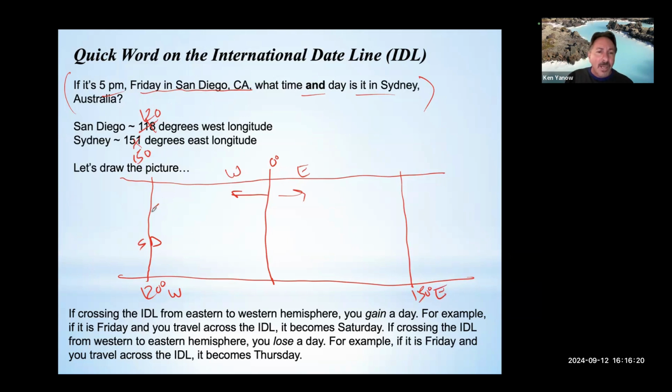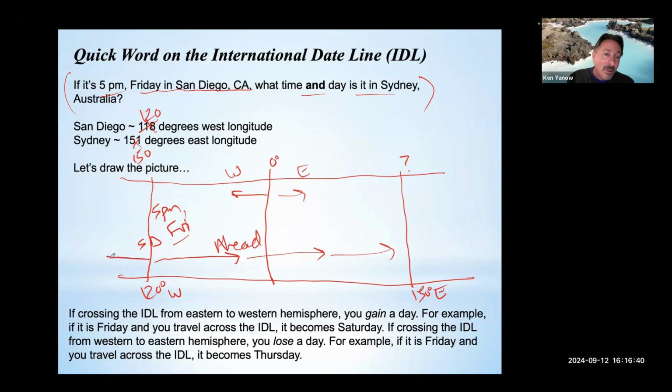We're assuming that it's 5 p.m. Friday here in San Diego, and we want to know what time and day it is in Sydney, Australia at 150. We know that if we go this direction, then we're moving ahead in time.